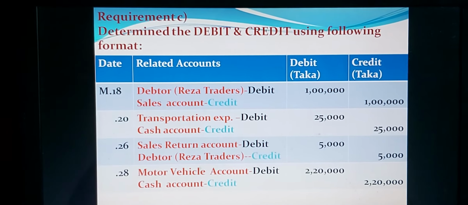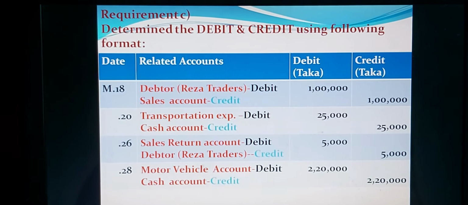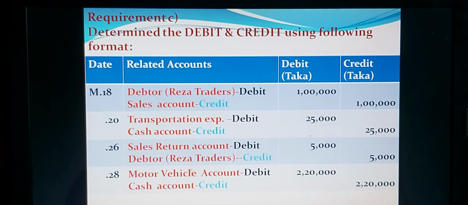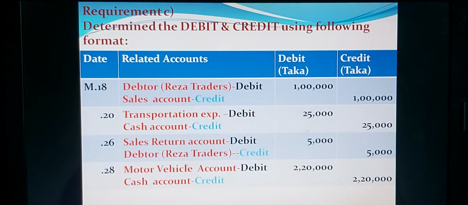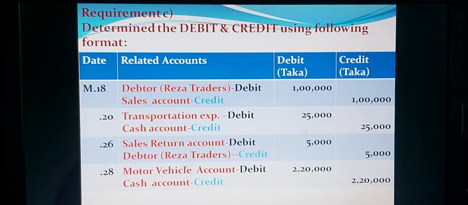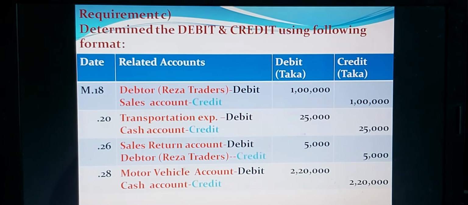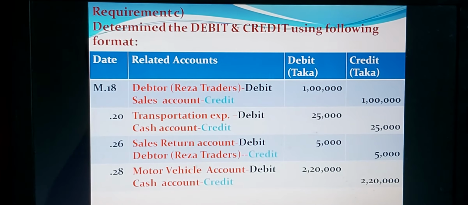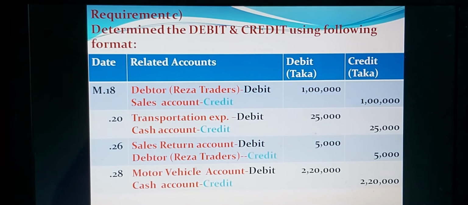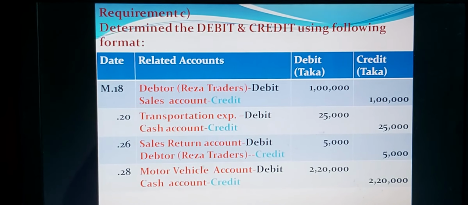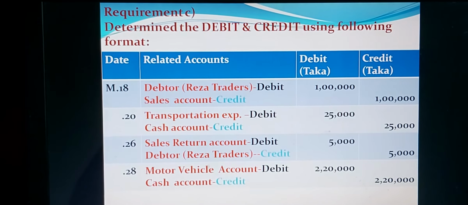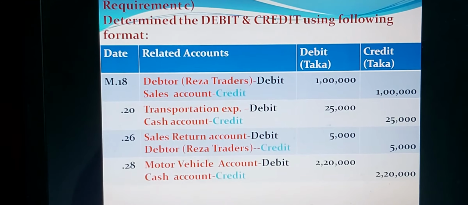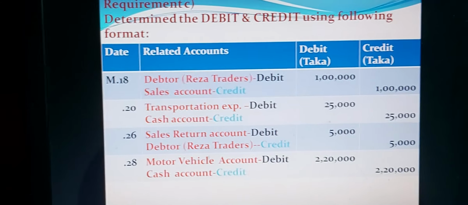March 18. Cement sold to Reza traders, taka 1 lakh. Cement is one kind of goods or product in this business. When cement is sold in this business, this is the revenue source of this business. So sales account is created. Sales is one kind of revenue. We know that when revenue increased, then the revenue account is credit. So in this transaction, sales account is credit.